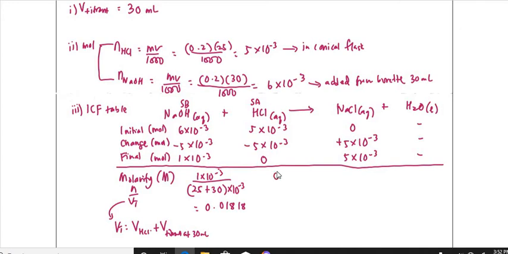Okay, this has become 0 because no more moles here, and 5 exponent negative 3, volume acid 25 you added 30, and you convert into liter, and you get 0.0909. Okay, after you get the molarity, you have to look at what remains. There are 2 molarities, meaning there are 2 species remaining in your conical flask. One is the molarity of NaOH and the other is the molarity of NaCl.